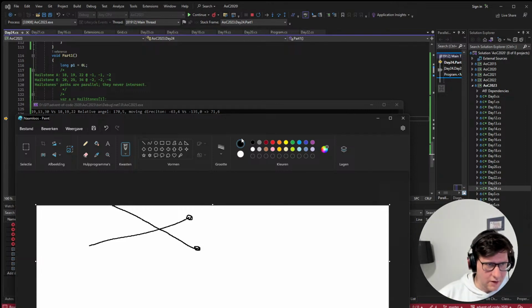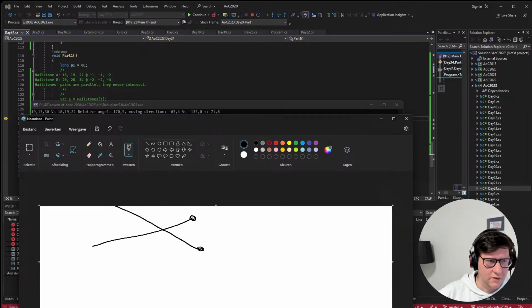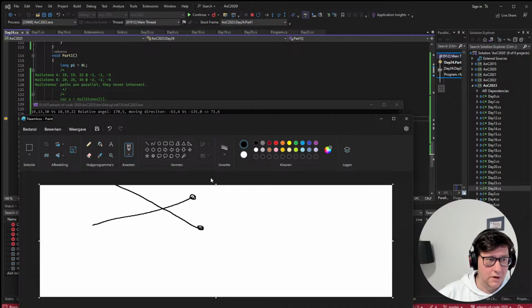So like this drawing that I made, this is exactly what I need to do, right? Do you agree? Like these are the points. They shoot a ray and you need to know if they will intersect. Boom.